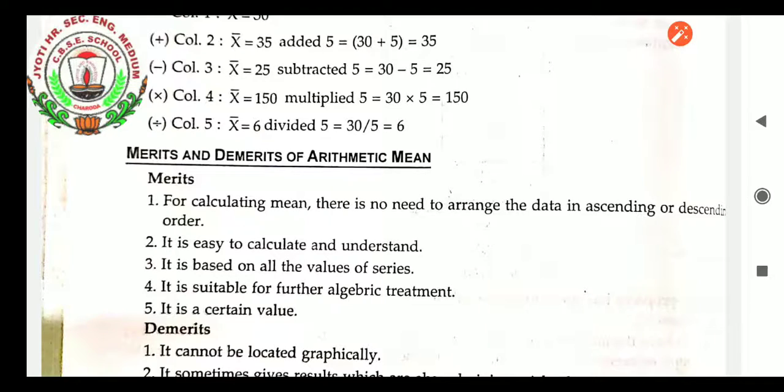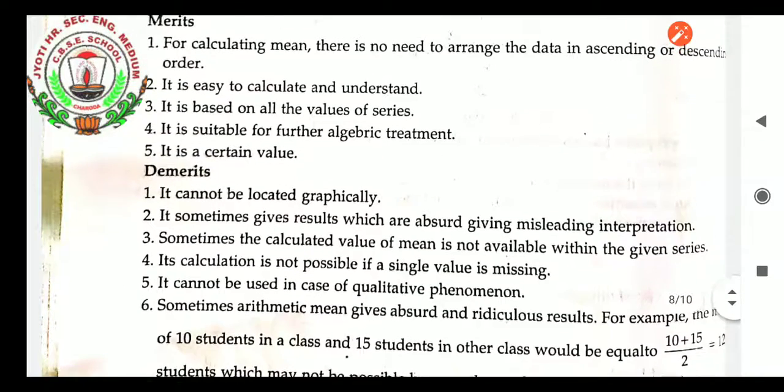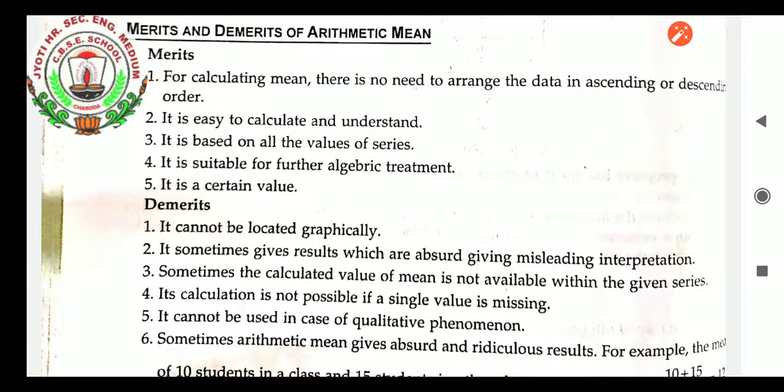Now come the merits and demerits of arithmetic mean. When we talk about the merits of mean, for calculating mean there is no need to arrange the data in ascending or descending order. It is easy to calculate and understand. It is based on all the values of the series. It is suitable for further algebraic treatment. It is a certain value.